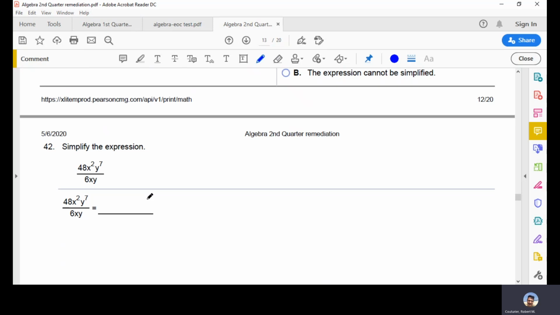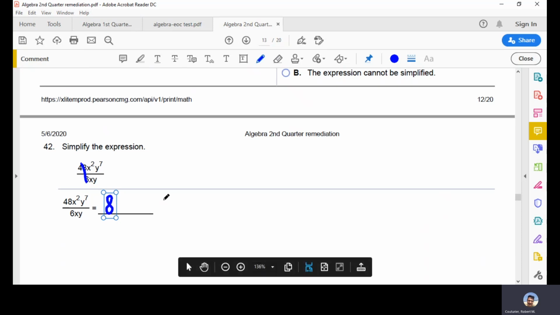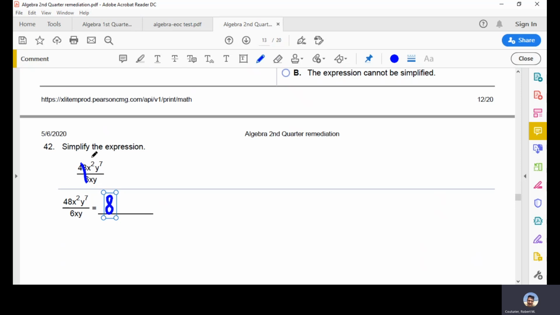We just have to deal with it individually. So let's take on the whole numbers first. That would be 48 divided by 6. If you do 48 divided by 6, you should get 8. So we know 8 is going to be part of our answer. Great, these are done. Now let's deal with our x's. What's the division rule? Where does the larger exponent live? The larger exponent lives upstairs. So we bring that little x upstairs. So x to the 2 minus 1 power.